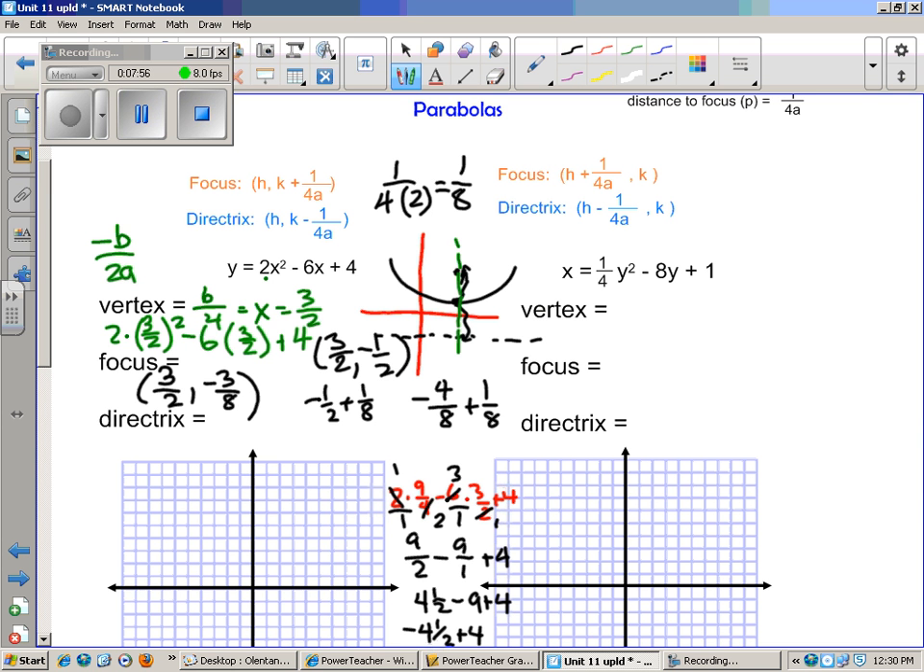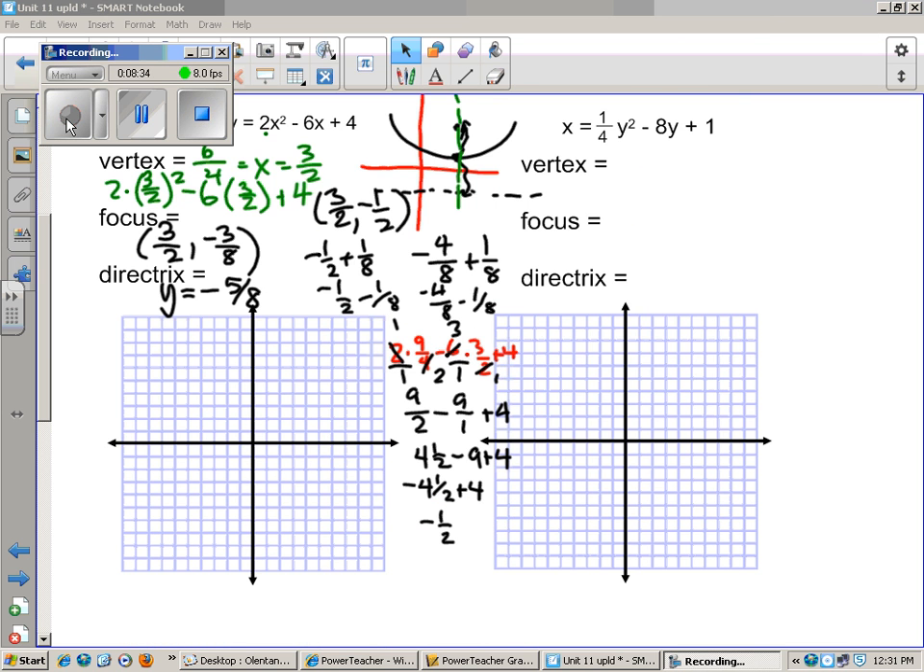Okay? And then my directrix, I go back to the negative 1/2, only this time I'm subtracting 1/8 because it's 1/8 below the vertex. So I do negative 4/8 minus 1/8, and that gives me negative 5/8. And remember, it's a line. It's not a point. So I'm just going to do y equals negative 5/8.